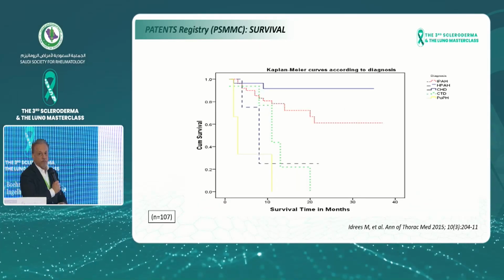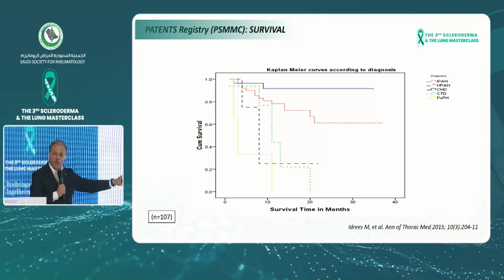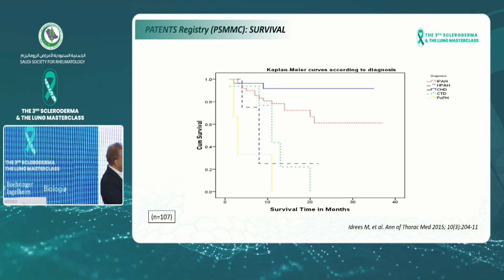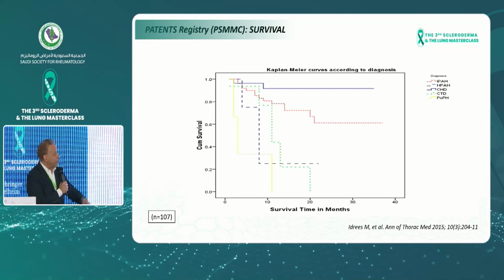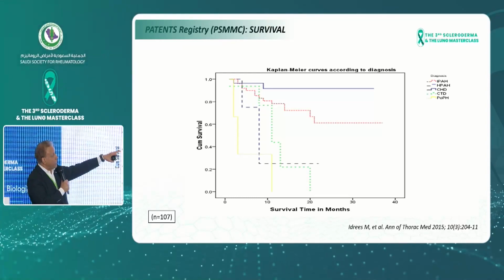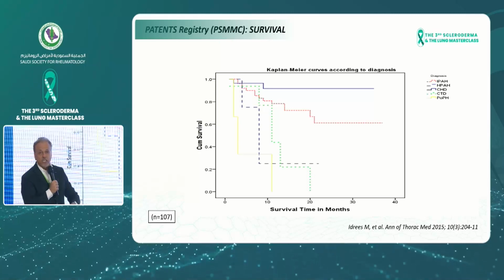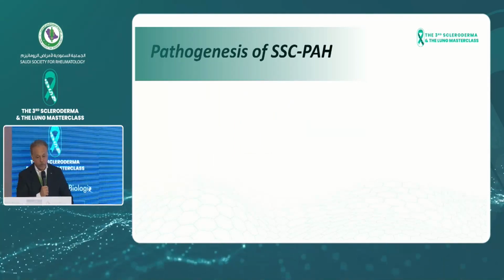This is our data from the Prince Sultan Military Medical City. Our first 100 patients: those green ones are the CTD scleroderma, and you look at the outcome compared to the idiopathic, which is the red, or the congenital heart disease, which is the blue. You can see that scleroderma patients did not do very well. Now, this was back in 2015. We are doing better now with the better medication that we have.